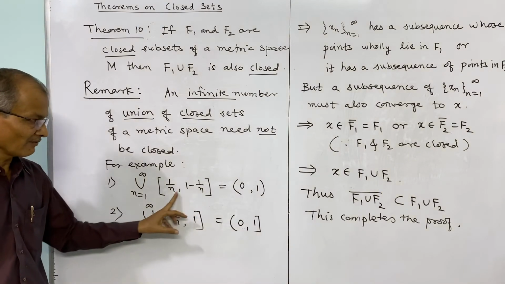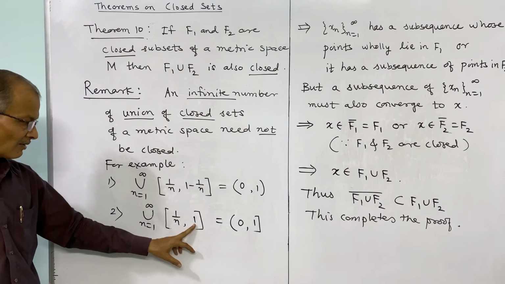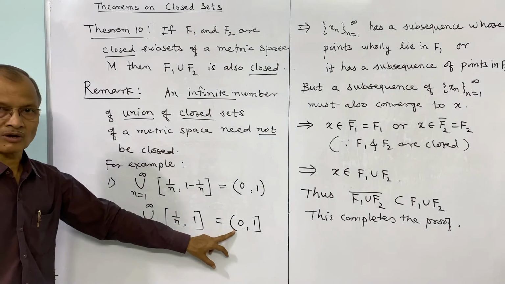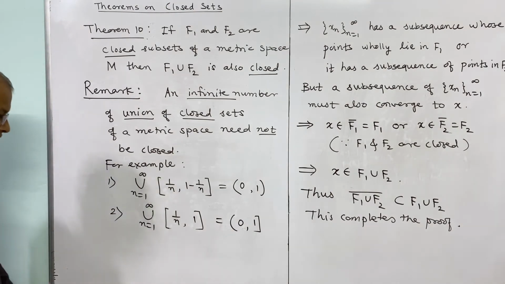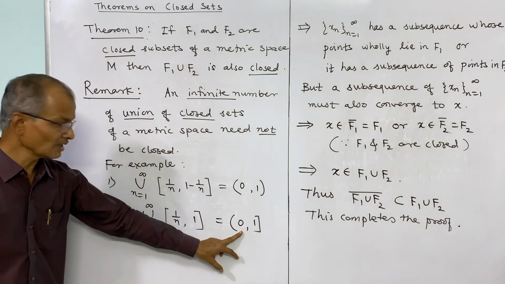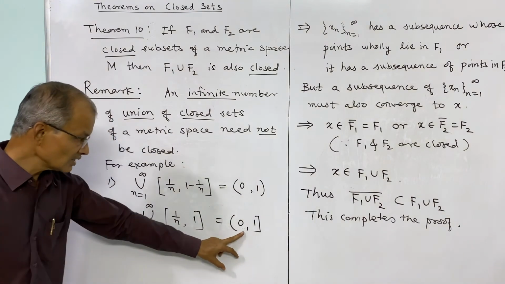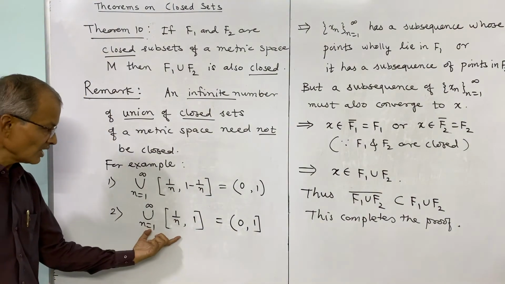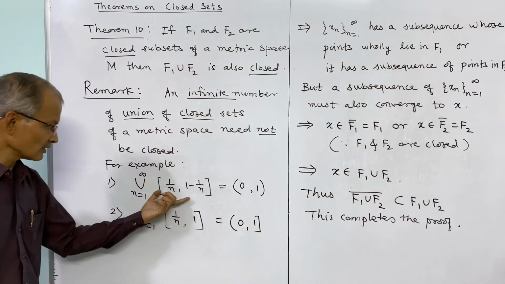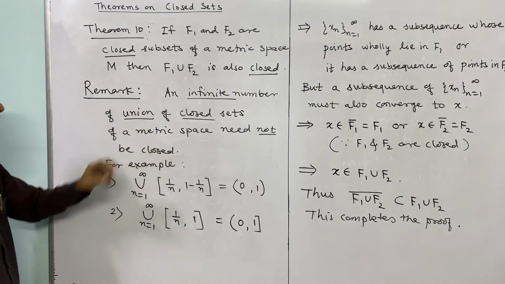Here in the first example both ends are limiting values, and therefore the interval becomes open. But here the limit of 1 is independent of n, so it is fixed. But this interval is not closed. We have written that half open intervals are not closed. So this is not closed. This is an infinite union of closed sets, but it is not closed. Here also it is an infinite union of closed sets, but it is not closed. So these are examples for this remark.